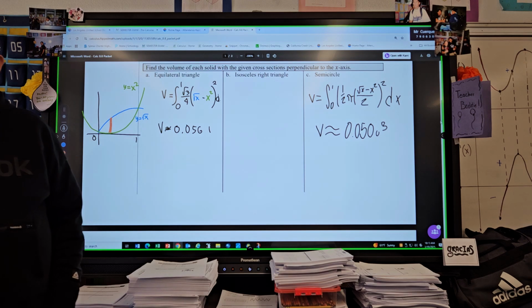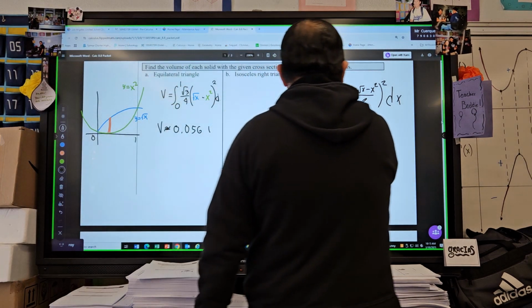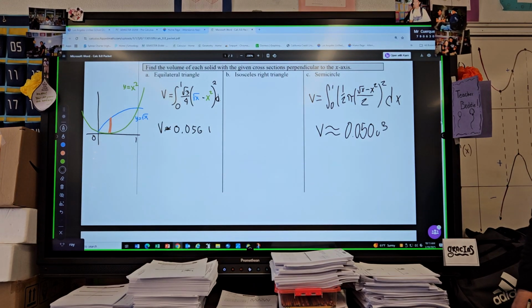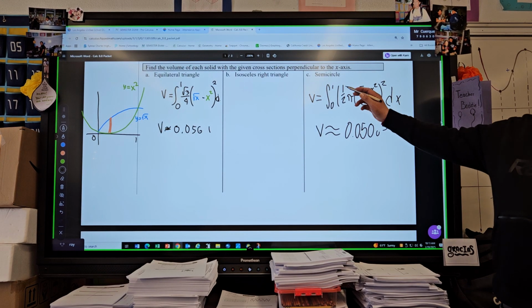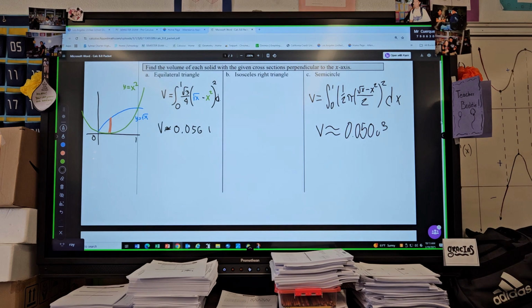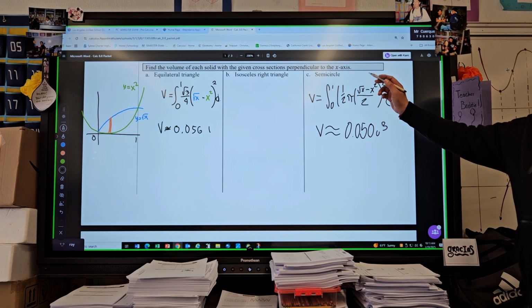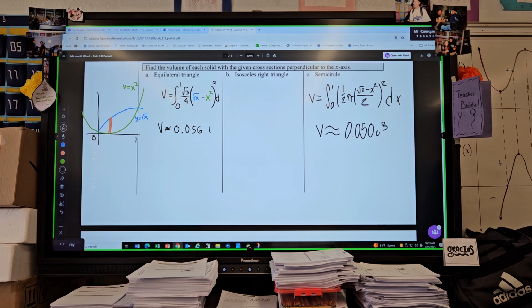So, what is important is the setup of the integrals, okay? So it's going to be the integral from 0 to 1, and then 1/2 pi, and then remember a while ago we defined r as f of x minus g of x over 2, and then square, right? So, any question, guys?